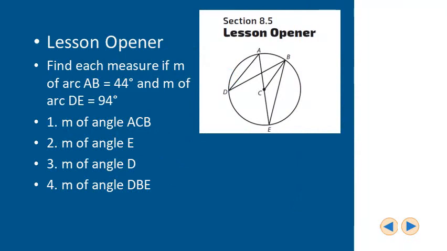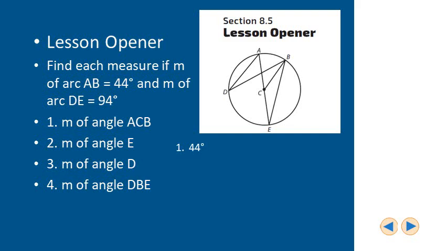First, we have a lesson opener just to review 8.3 and 8.4 with central angles and inscribed angles, right? We've got some central angles here. We've got some inscribed angles. So if the measure of arc AB is 44 degrees and the measure of arc DE is 94 degrees, first they want to know what's the measure of angle ACB. Well, what kind of angle is that? That's right, it's a central angle, so it has to be congruent with arc AB. So therefore, its measure is 44 degrees.